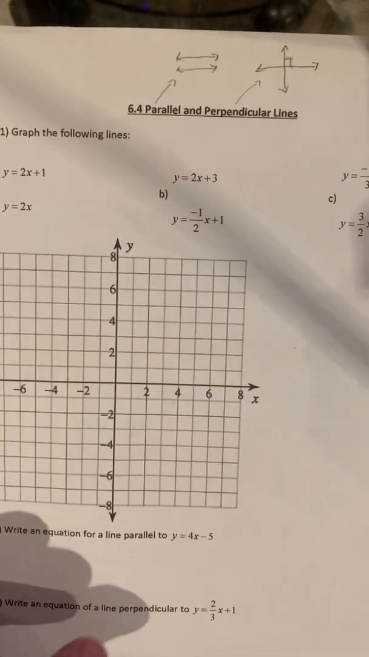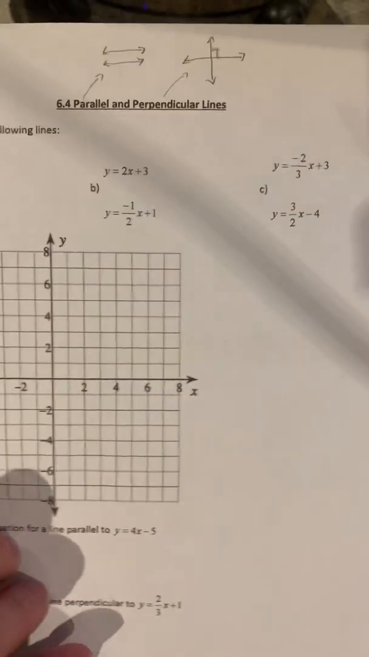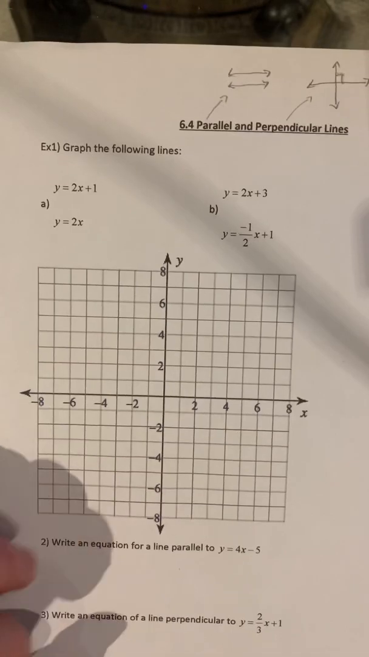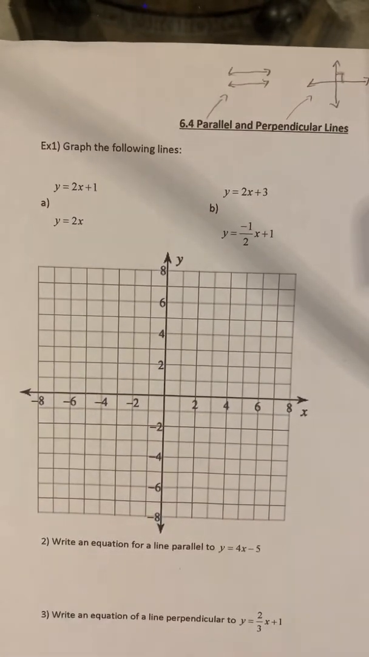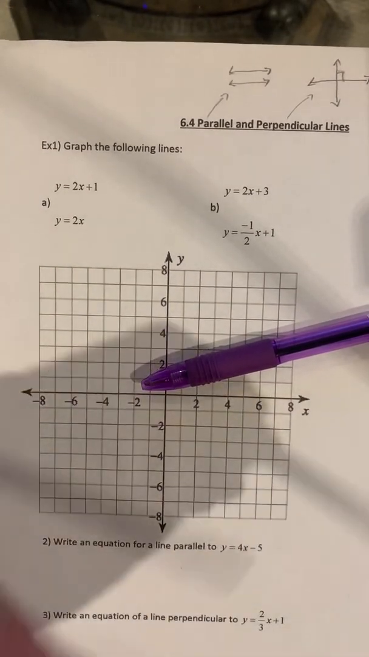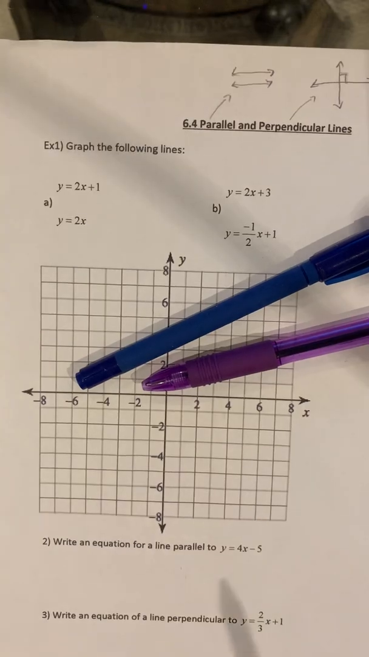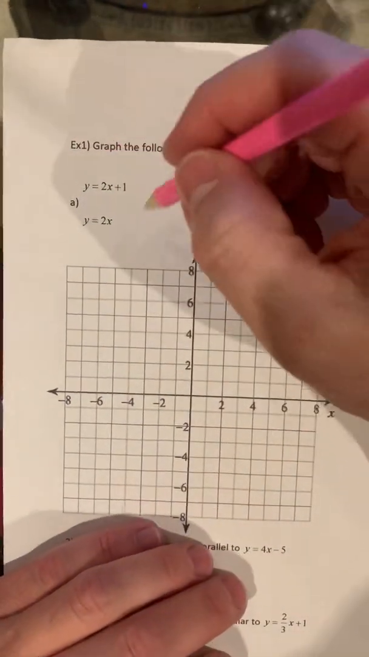Okay, so we have here: graph the following lines. I have 6 lines to graph, so we're going to do them in pairs. I'm going to get out some different colors just so we can distinguish them on the graph. We'll get purple and blue, and my pink pencil. Okay, so let's graph the first one.